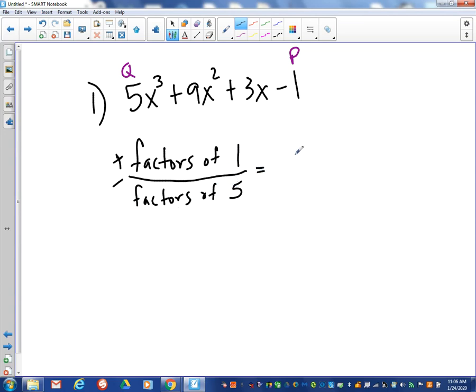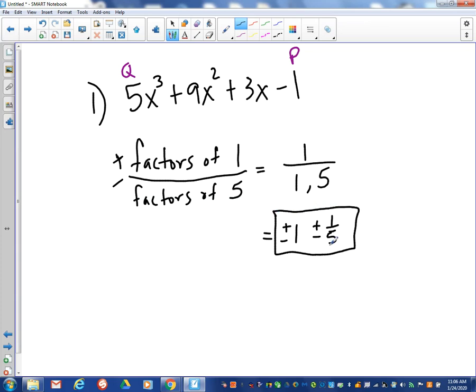So the factors of 1 is just 1. But the factors of 5 is 1 and 5. So the possibilities would be plus or minus 1 over 1, and plus or minus 1 over 5. Whatever the factors are on the top, you put them over the bottom ones. So this is the list of possibilities.